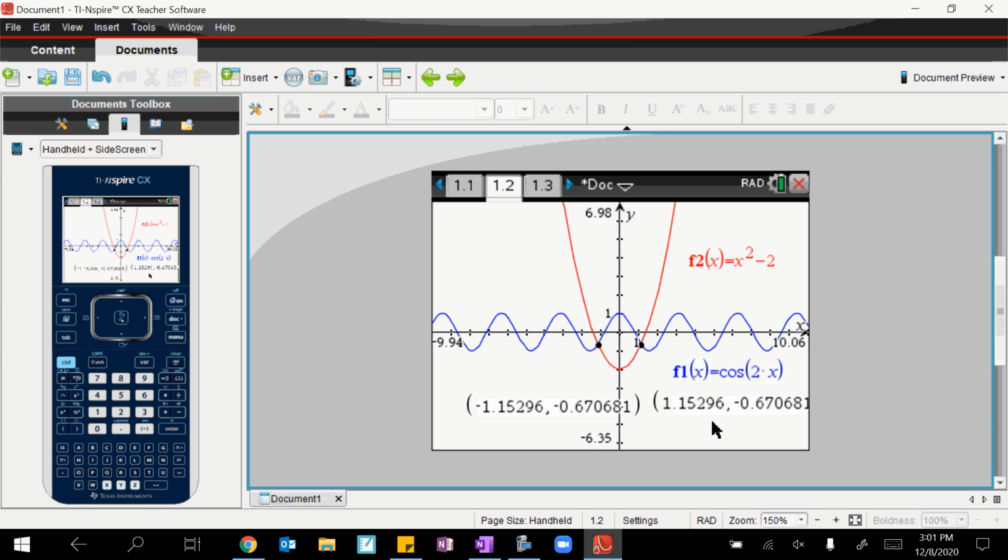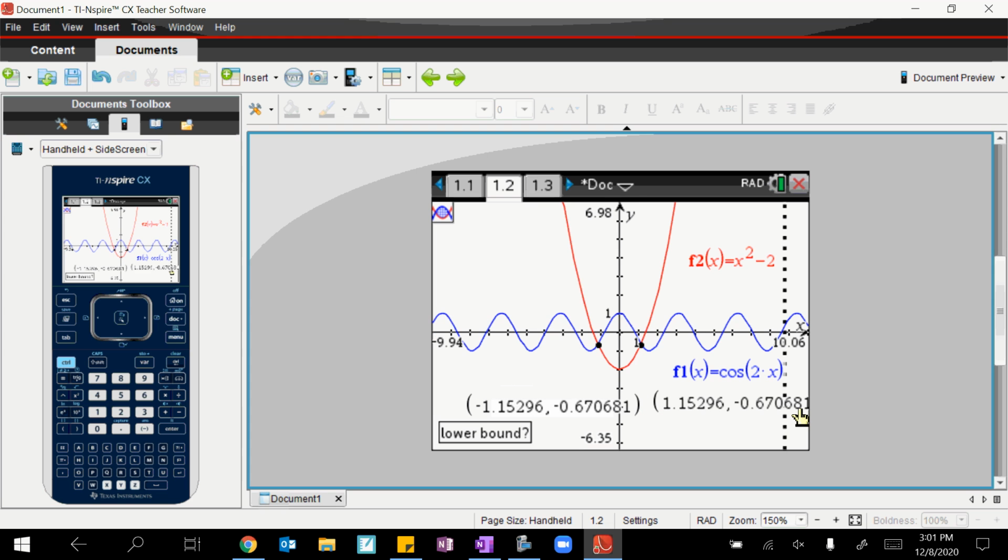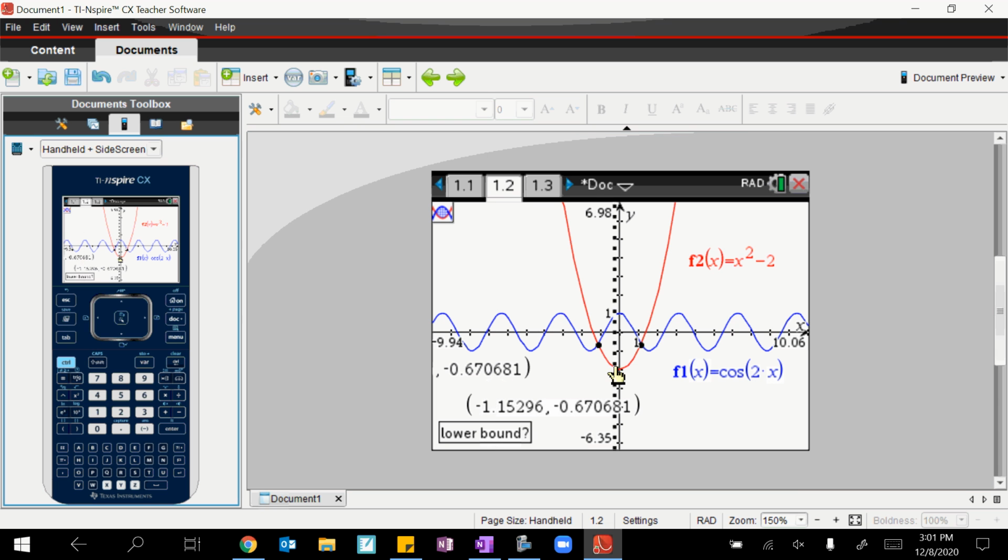If you hit that menu button one more time, Analyze Graph, look at the second to bottom option here, bounded area. Pretty nice. Lower bound, I think it's smart enough to snap to, hey, what are you doing, Mouse? Come on. There we go. So it's smart enough to snap to the point of intersection there. So go ahead and click there.